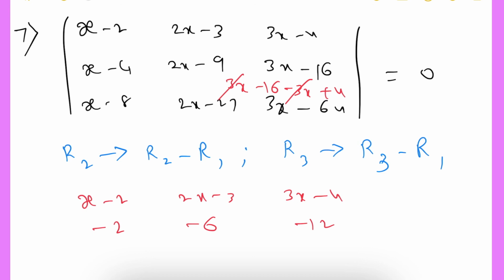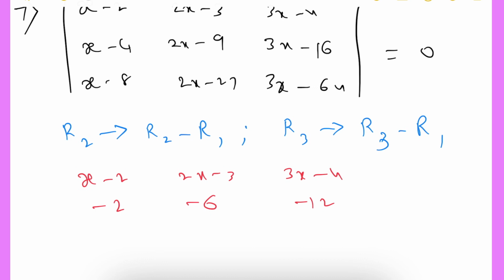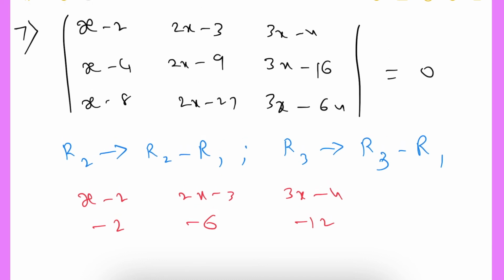Now the same with third row. R3 minus R1 we want. So x minus 8 minus x plus 4, these two cancel, minus 8 plus 4, minus 4. Then next element 2x minus 27. Oh sorry, I want to do R3 minus R1, right? I'm sorry, I did here R3 minus R2. Actually we need to do R3 minus R1. Okay, let me go again.